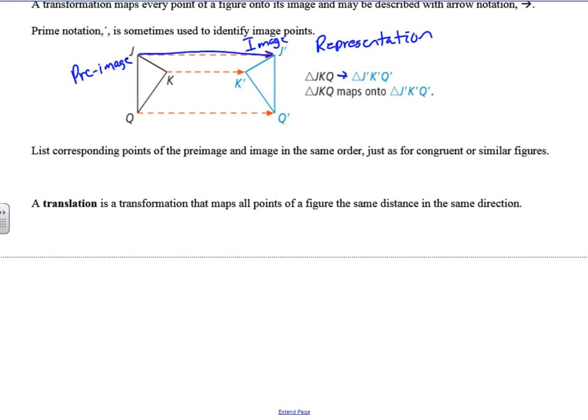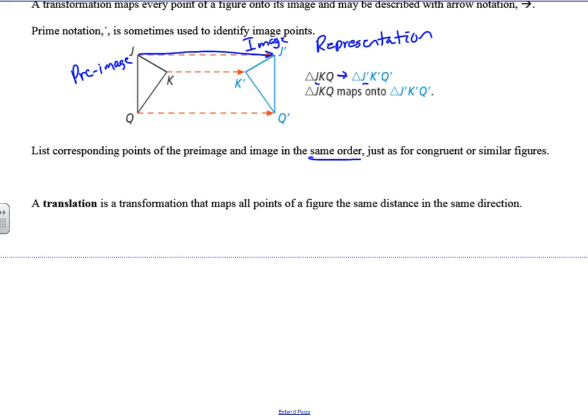You want to list corresponding points of the pre-image and the image in the same order, just as for congruent or similar figures. As you see, J is the first letter, J prime is the first letter, etc. The one we're going to focus on in this lesson to start off is called a translation.